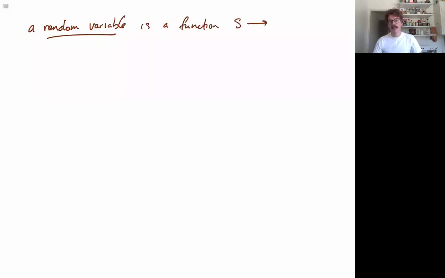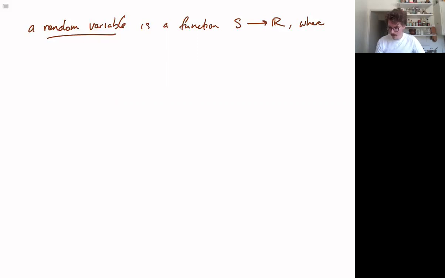All right, let's get back to Earth and talk about a new tool, sort of a new little piece of formalism for describing probabilistic events, which is called a random variable. So a random variable is a function from the sample space of some experiment to the real numbers. And that's basically all it is.